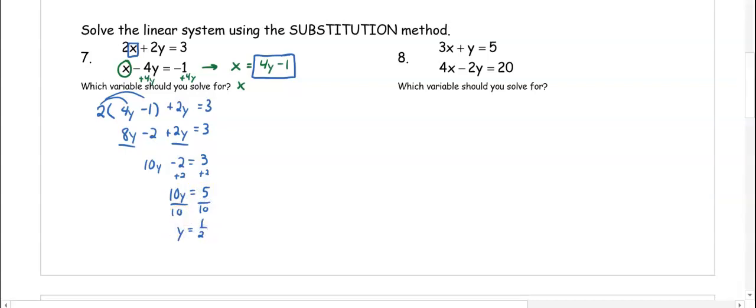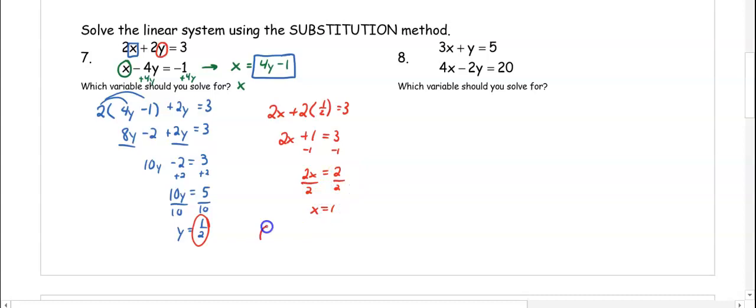Then we're going to take our y value and we're going to substitute in to find x. So we can pick either equation. This time I'll pick the first one. We have 2x plus 2 times 1/2 equals 3. So we get 2x, half of 2 is 1, so 2x plus 1 equals 3. We can subtract 1 from both sides. 2x equals 2, divide by 2, x equals 1. So we have (1, 1/2).